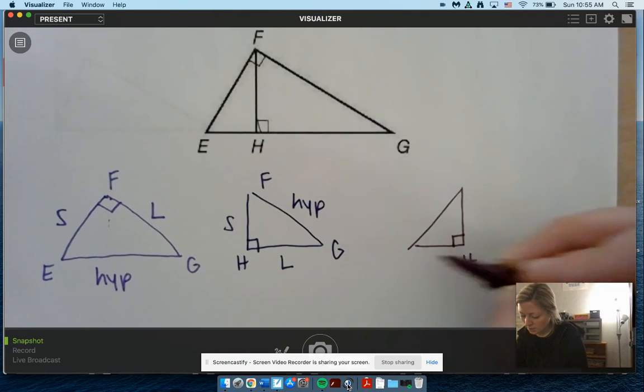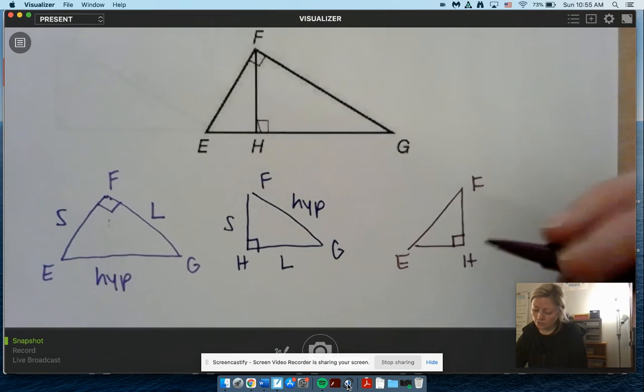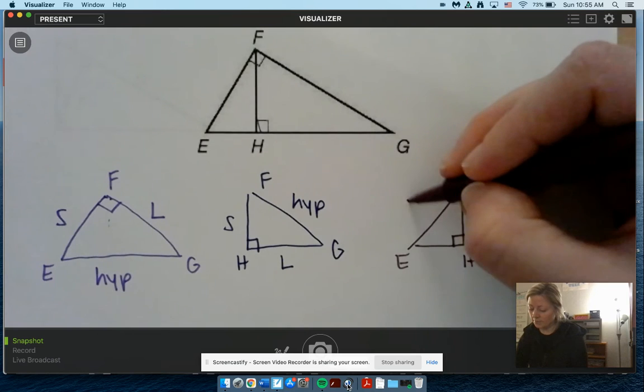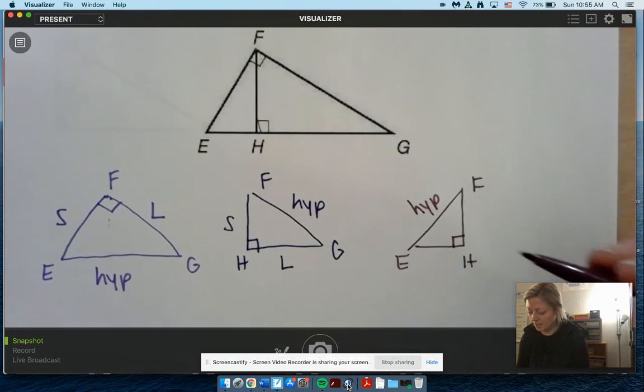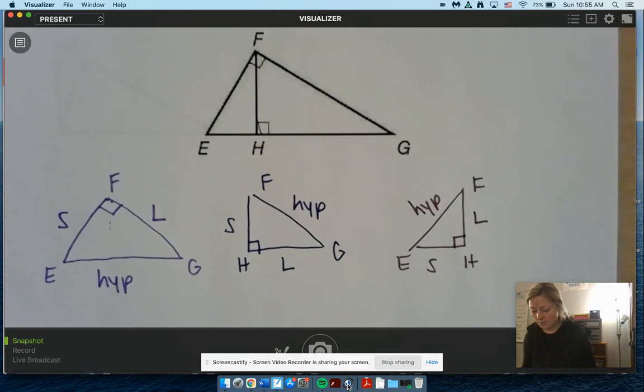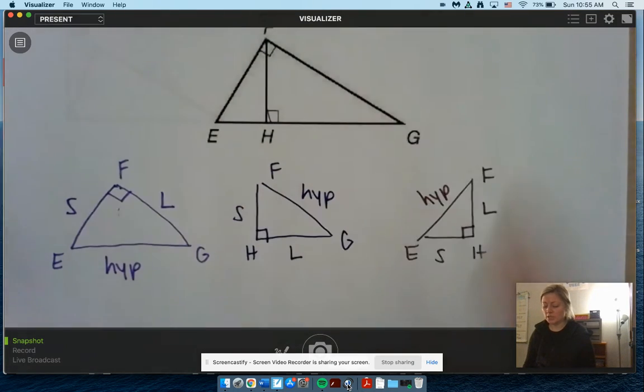H, E, F. Again, draw your little line here. That tells us our hypotenuse is EF. Our short side would be EH, and our long is FH. So now when you do this, it makes writing your similarity statement much, much easier.